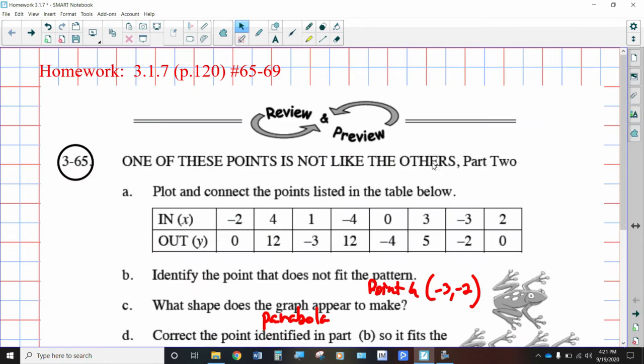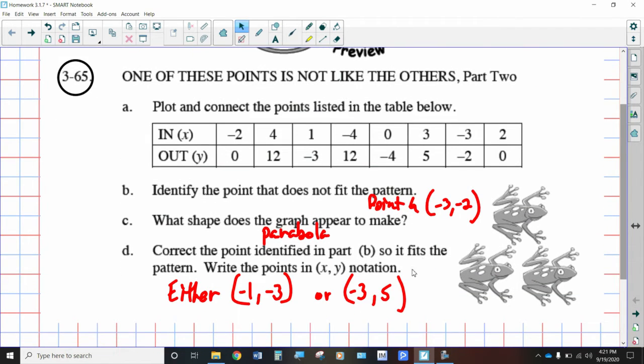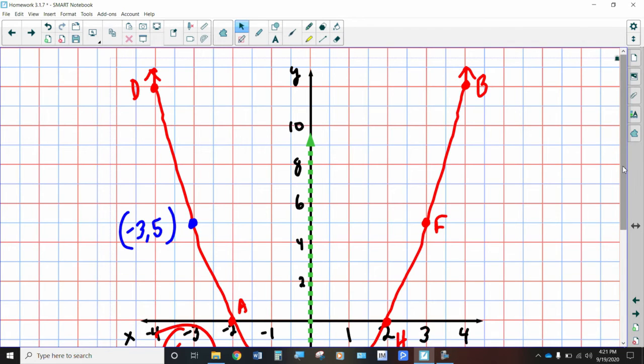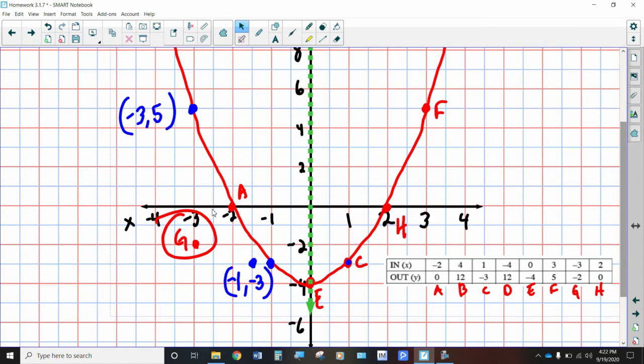Now what are they asking? What shape is it? It's a parabola, and then correct the point. I wasn't honestly sure how to correct the point. Because it's like, all right, did they make a mistake? Is it supposed to be -3 for the x, so that should be +5? That would work if this was -3, 5 to go along with this one as 3, 5. Or maybe it was supposed to be -1, I don't even know what that would be. Oh, I guess 1, -3, and -1, -3.